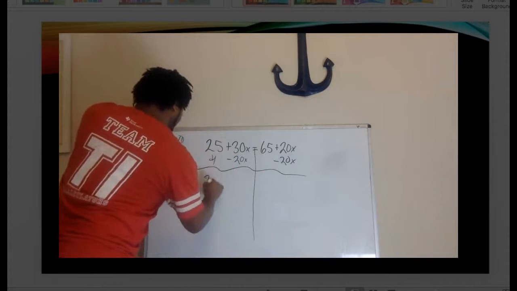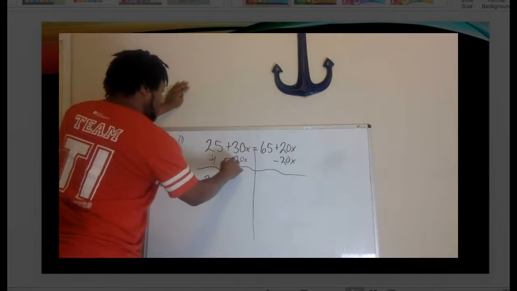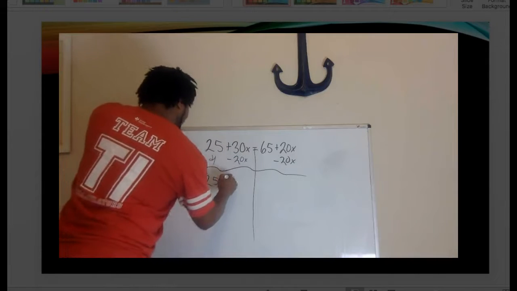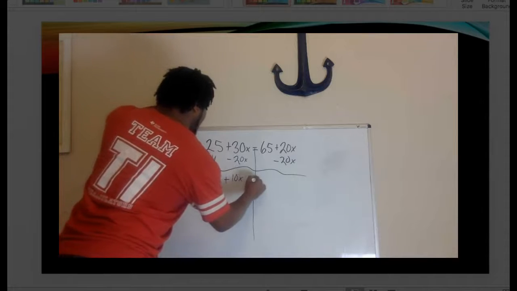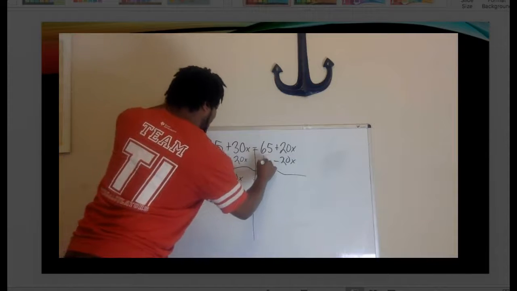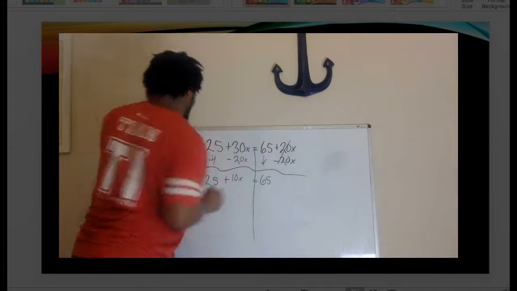My 25 drops down. That gives you 25. And we have 30x minus 20x. That gives you a positive 10x equals, we bring down our 65. And that gives me a 0 pair.